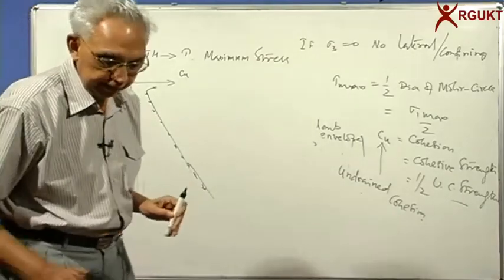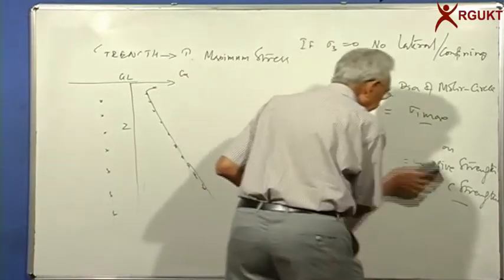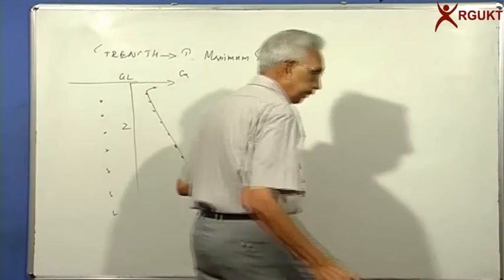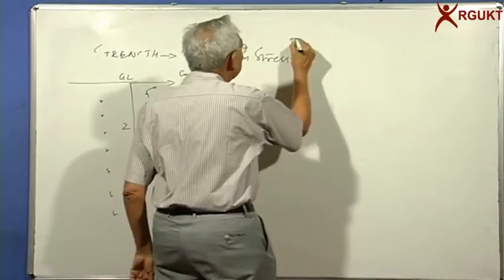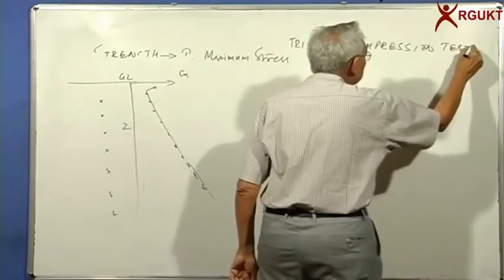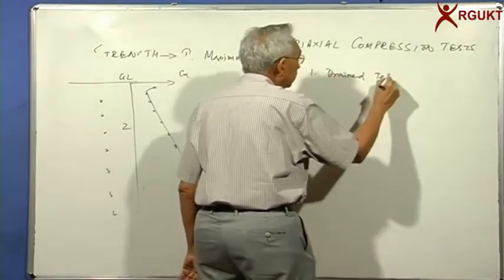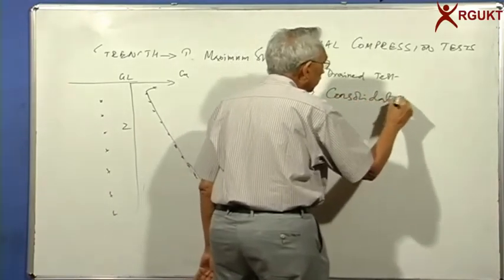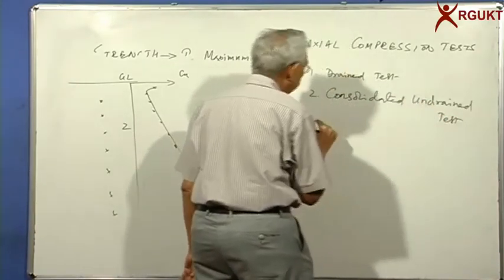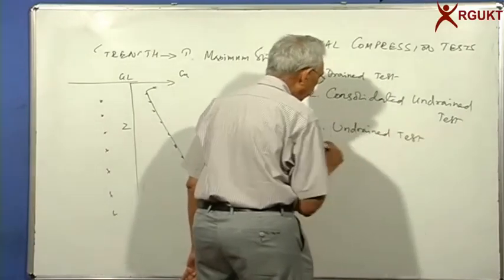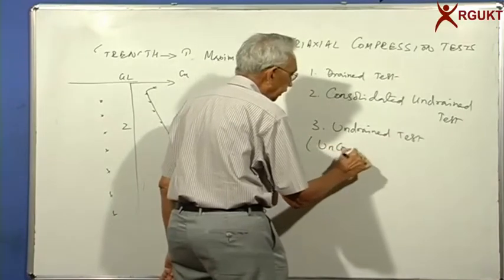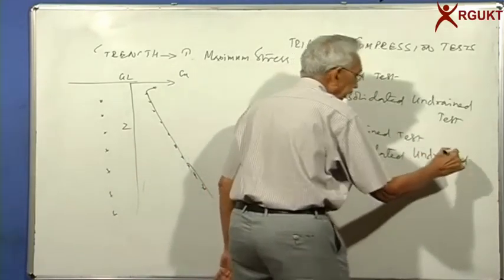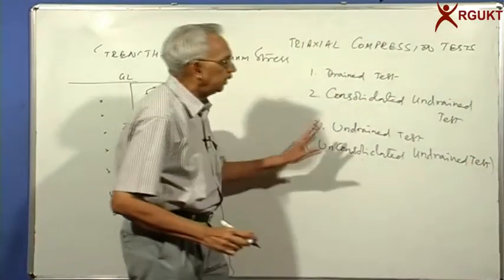We need a more sophisticated one, for which we go for the triaxial testing, and there are 3 types of triaxial testing with sigma 3 obviously. We have 3 types. One is called the drained test. Second is called the consolidated undrained test, and third is the undrained test. If you want to be a little more elaborate, you can say unconsolidated undrained test. Instead of saying it twice, we simply say undrained test.